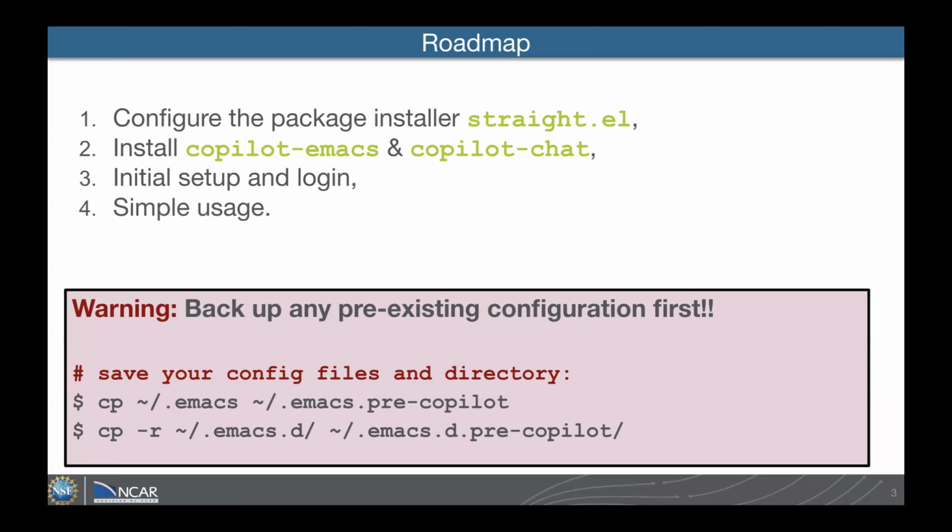If it exists on GitHub, straight.el knows how to find it and install it. And it's really cool. So I use that not just for what you're going to see here today, but for additional editing modes for YAML files and Markdown and all that kind of stuff. So we have to have straight.el, and then we need to use that to install Copilot Emacs and Copilot Chat, which are the Emacs versions of the two tools that Rory just described. And then there's an initial setup and login, and then we'll go over some of the simple usage.